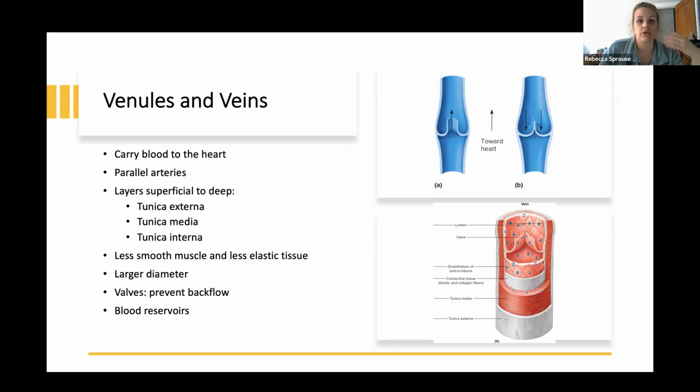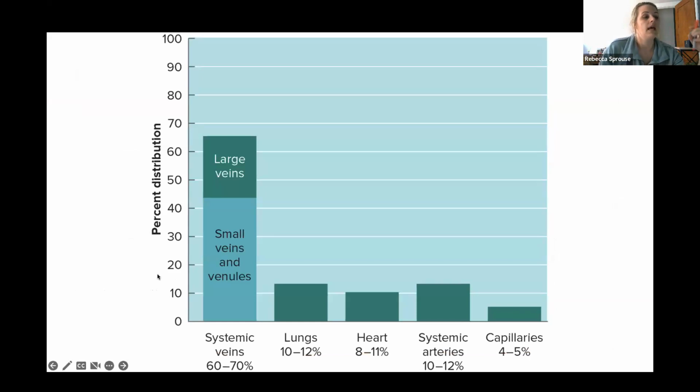But they're blood reservoirs. So at any given moment, most of your blood is in the venous system. And veins carry blood back to the heart. So they carry deoxygenated blood back to the heart. And we'll talk more about that concept in the next module. But the majority of your vessels in your body are veins, and most of your blood is in veins at any given time, 60 to 70%. Then your blood sits in your lungs or your systemic arteries, and then capillaries in your heart would be the lowest.